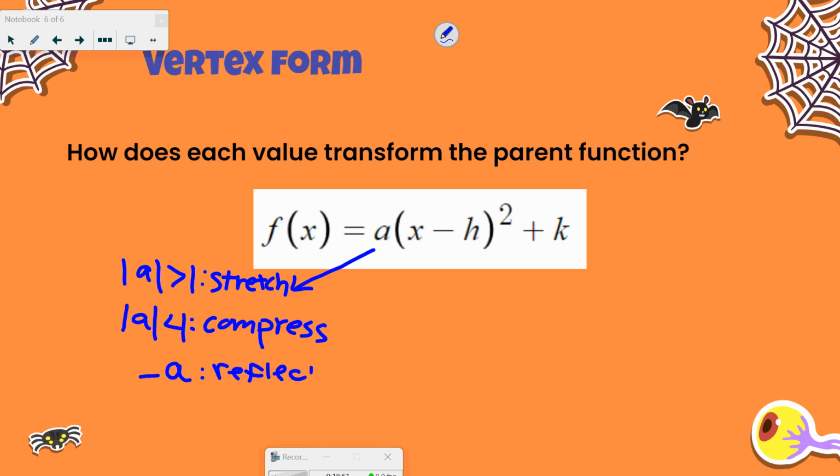Great job of saying not only will it reflect, but over the x-axis. A few of you on your test were only saying reflect instead of over the x-axis. Remember, another transformation is reflecting over the y. So we want to make sure we distinguish between the two. All right, what other transformations do you guys predict might be happening?